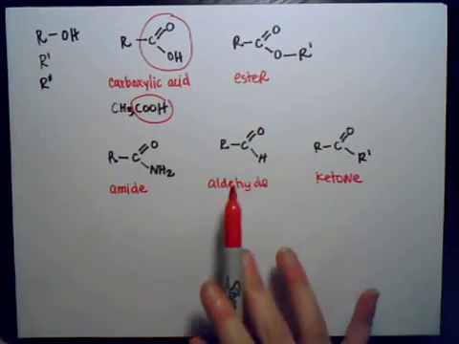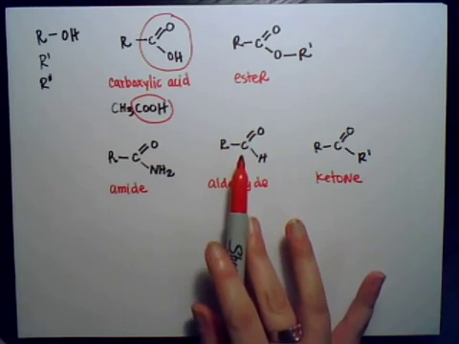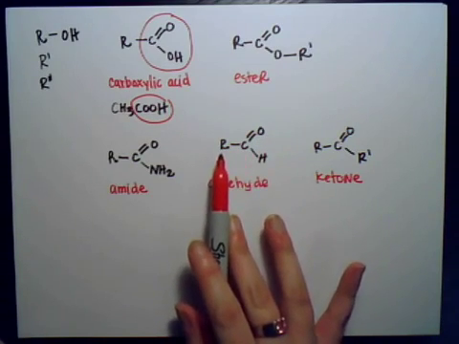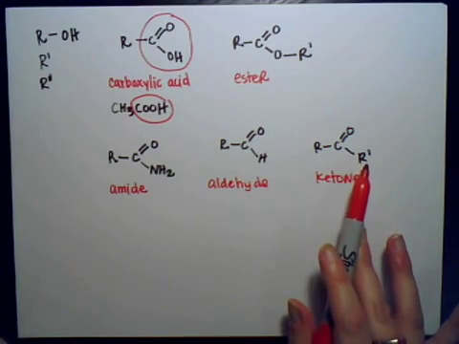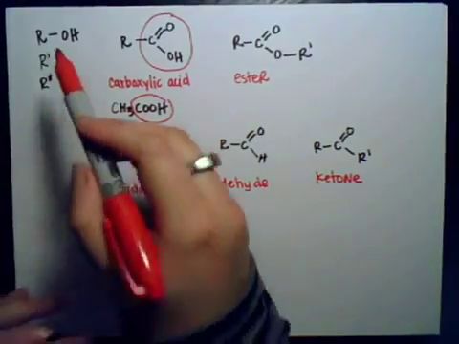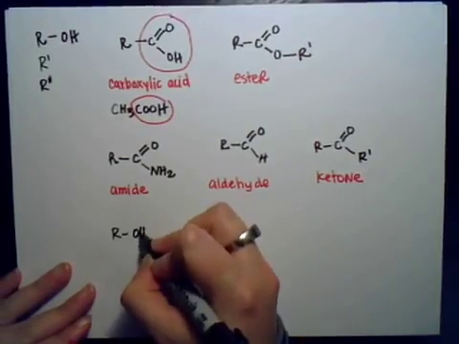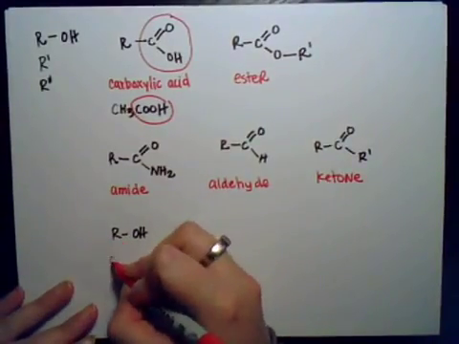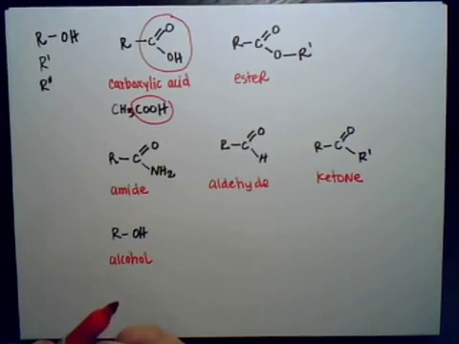And like I said, these two are really similar, but the difference is this one has the C double bond O connected to an R group and a hydrogen, whereas this one is connected to an R group and a different R group. So yeah, we have that. And then of course don't forget alcohol, which is just OH, like that. Alcohol is just like that.